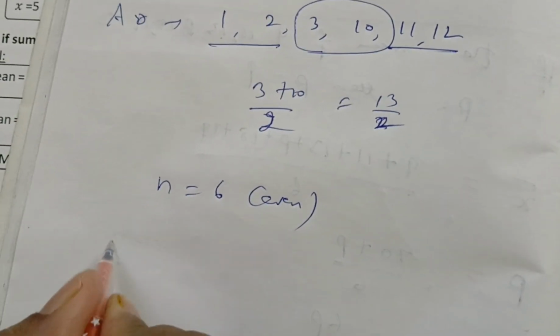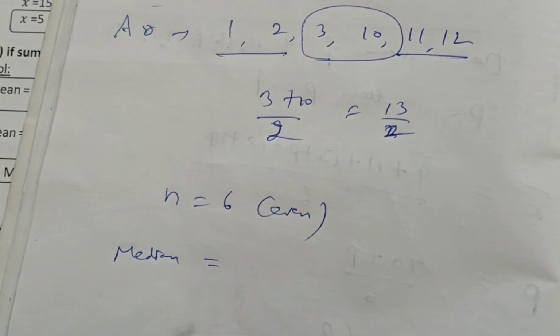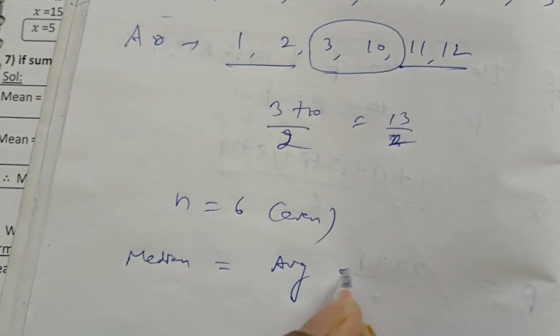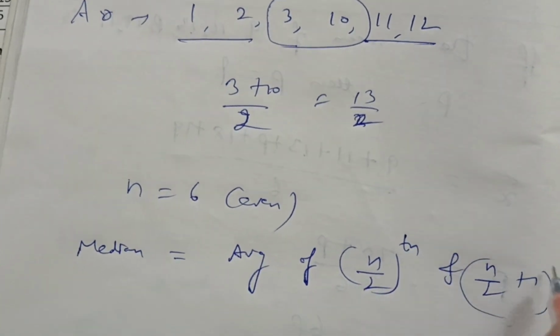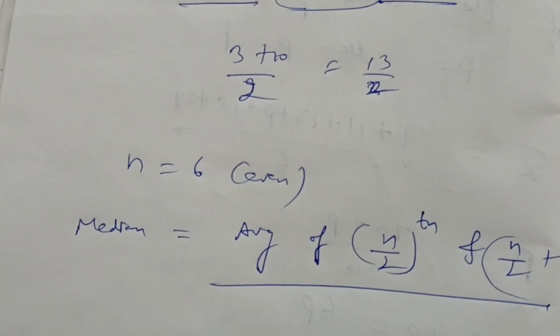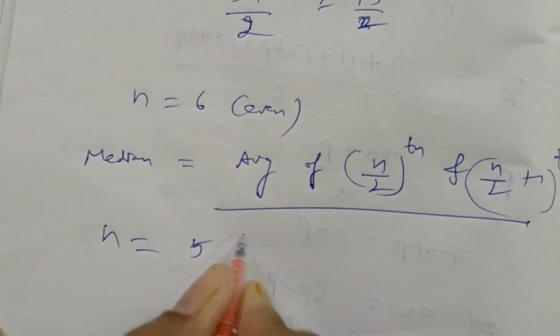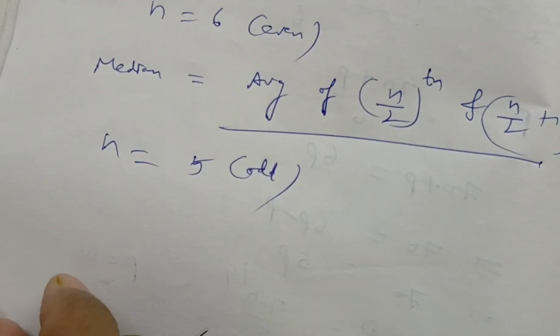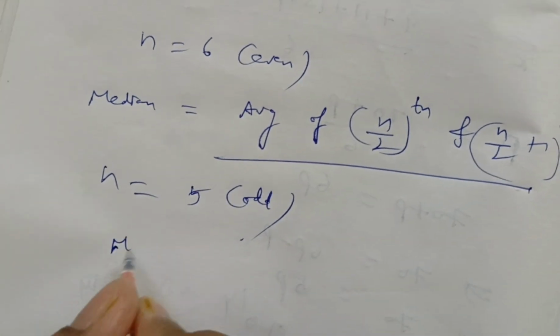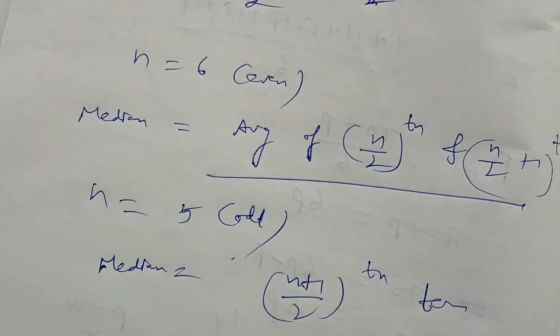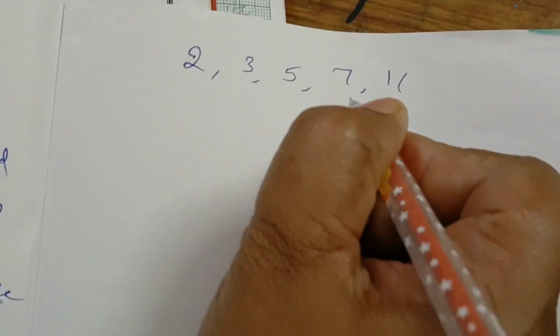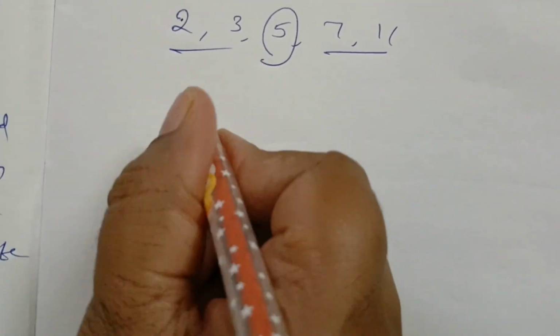We have to find out the median value, like the average of the n by 2th term and the n by 2 plus 1th term. The average I will be getting as the median. Suppose n is odd, if I get only 5 numbers, if only 5 are given, odd, then the median will be taken as the n plus 1 by 2th term. That is, suppose 5 terms are there. Let us take the first 5 prime numbers: 2, 3, 5, 7, 11. 5 will be the median actually.